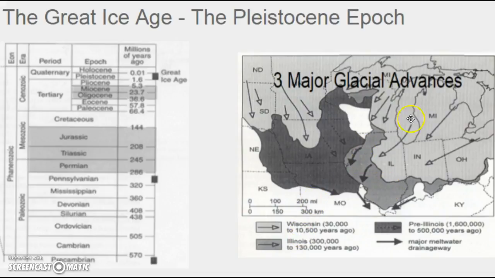And then the lightest shade of gray that influenced our land locally here in northeast Illinois was the Wisconsin. In this case, this advance was about 30,000 to about 10,500 years ago. So this is the one we'll be focusing on. This is what reshaped our landscape we see today.